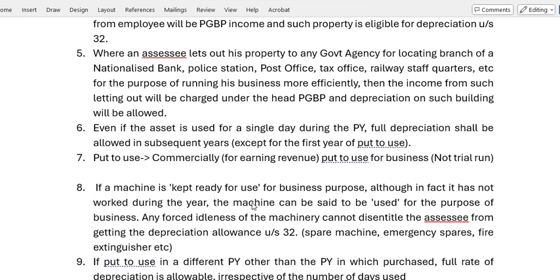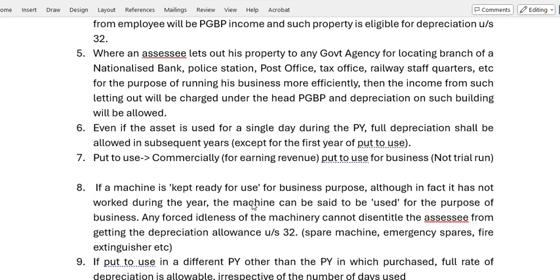But next year, if you put it to use in the next year, means after 1/4, maybe on 20th/4/25, that means next year, so you will get full depreciation even though you used it one day. Or you purchased in the previous year 24/25, but put it to use in the next year, only one day used, maybe 31/3/26.